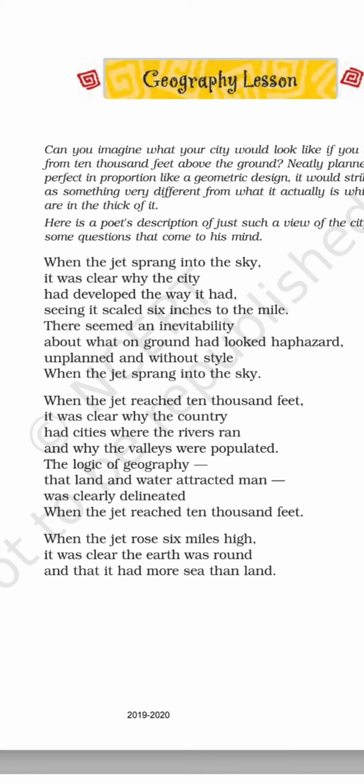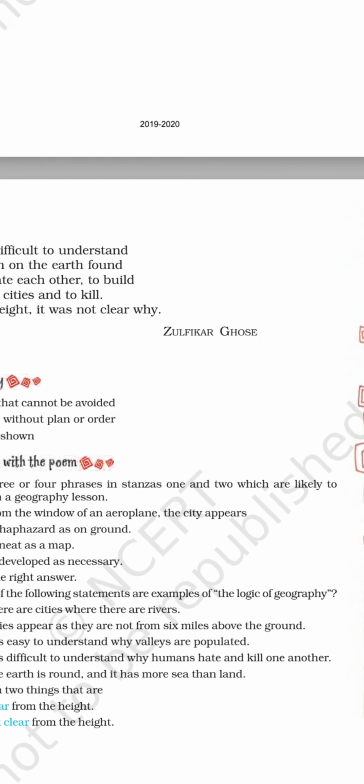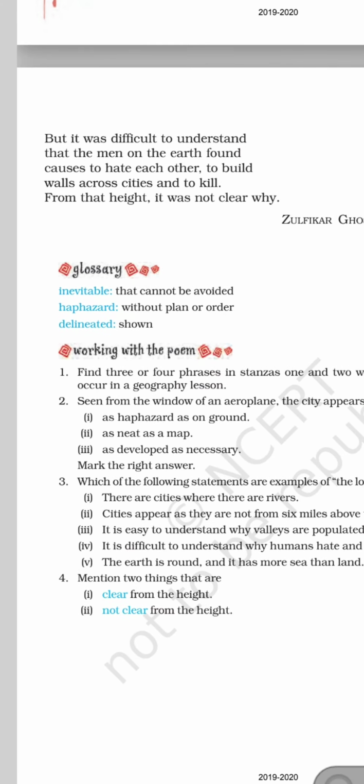Now turn the page. But it was difficult to understand why the man on the earth found causes to hate each other, to build walls across cities, and to kill. From that height, it was not clear. Why? At the height of 6 miles, it's clear that our earth is round and God creates oneness.